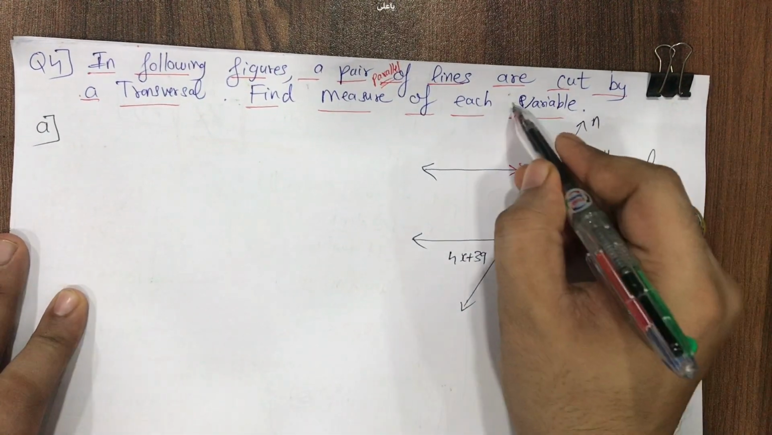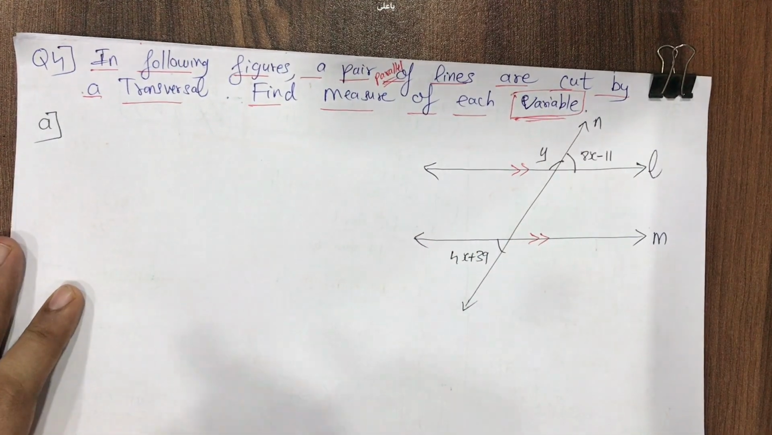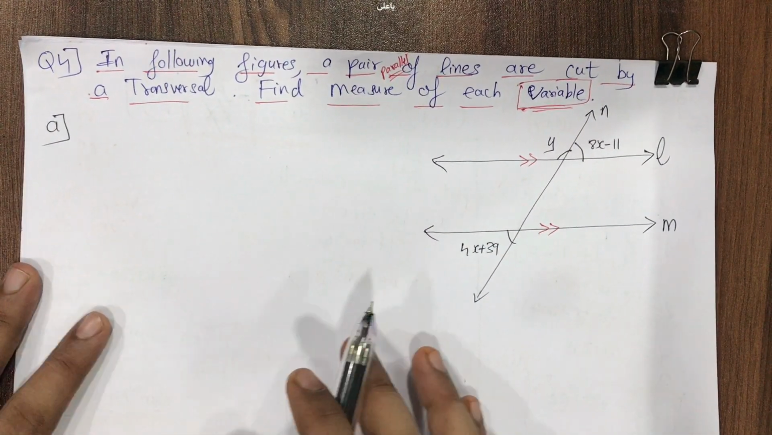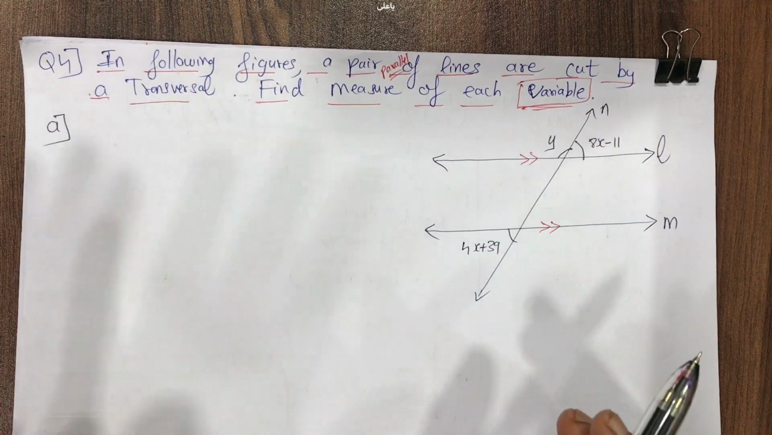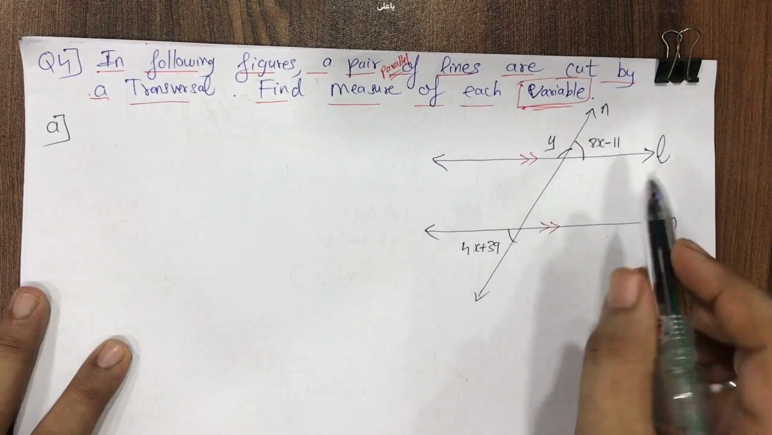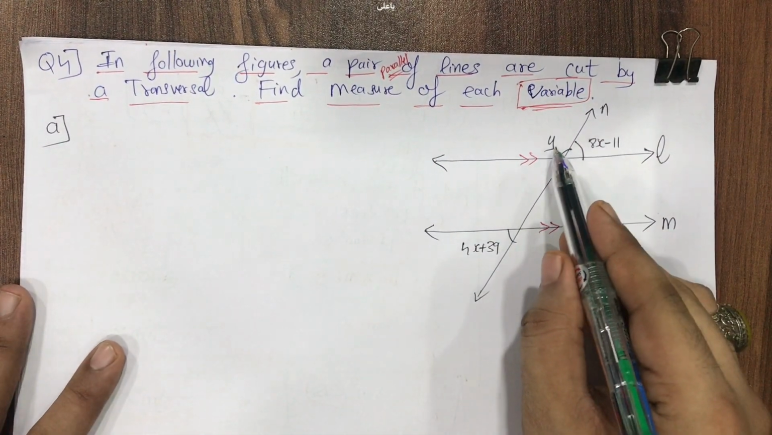Find the measure of each variable. How many variables can you see in this question? Variable means the unknowns. They are not asking us the unknown angles, they are asking us the variables. Here it's x and here it is y.